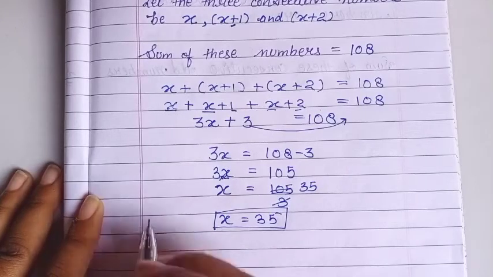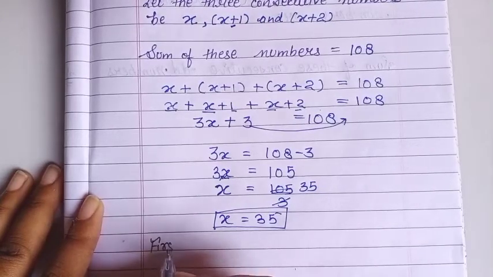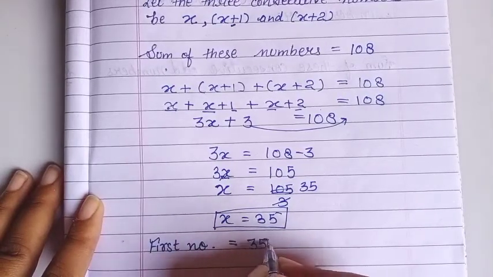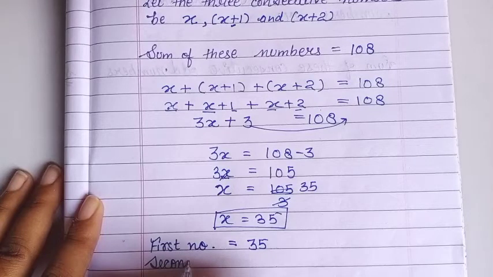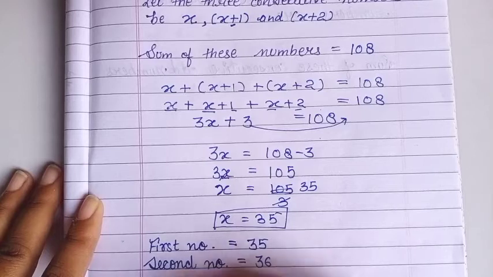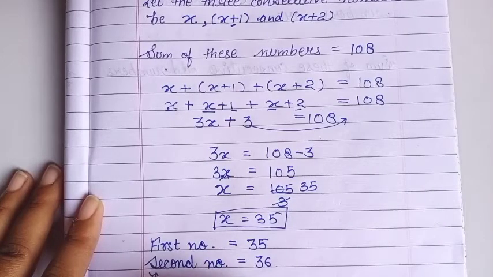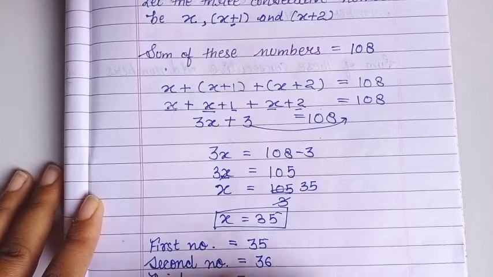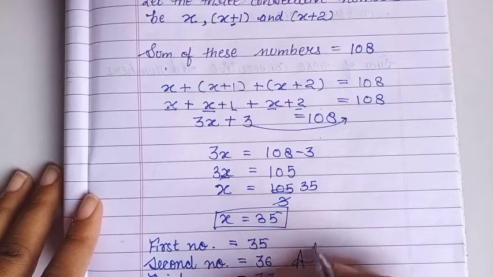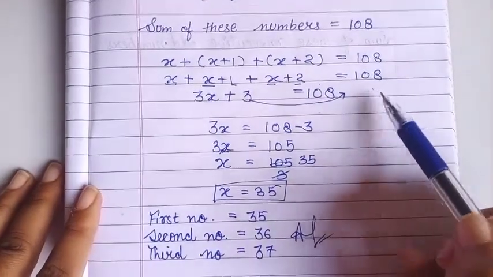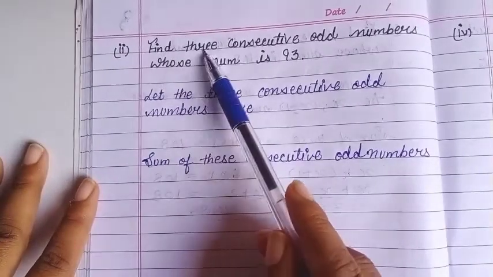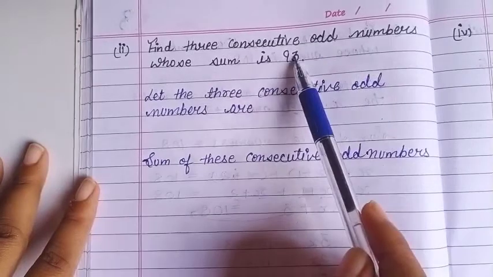This was the first number. So the first number is 35. Second number, 35 plus 1, 36. Third number, 36 plus 1, 37, right? So these are 3 consecutive numbers whose sum is 108. Now the next part of this question: find 3 consecutive odd numbers whose sum is 93.